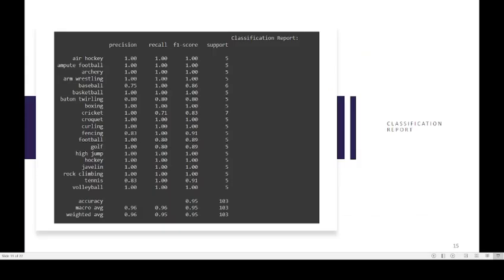The classification report presents precision, recall, and F1 score metrics for various sports categories. Most classes achieve high scores, indicating accurate classification performance. While some categories exhibit lower scores, particularly cricket, football, and golf, suggesting potential areas for improvement. Overall, the model demonstrates strong performance with an accuracy of 95% and a balanced average across classes.